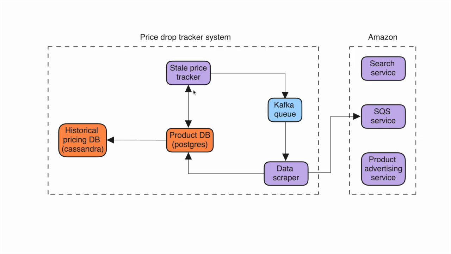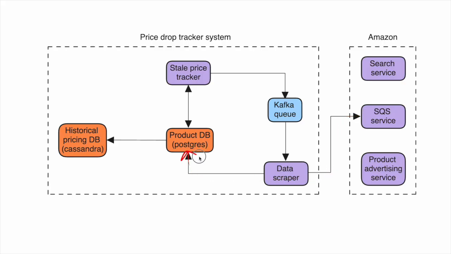We would retrieve all the products that have that old price information, and we would send them all the way to Kafka. And from there, the data scraper would listen to all the events in our Kafka queue and consume them and send the messages about every single product to the Amazon SQS service. And from here, we receive a response from the Amazon SQS service and update our product database.